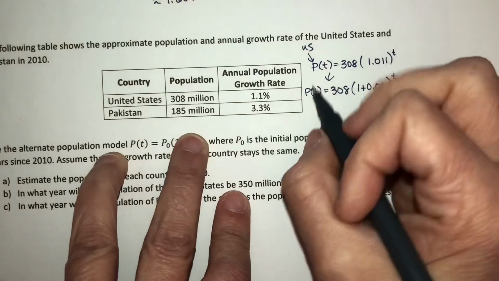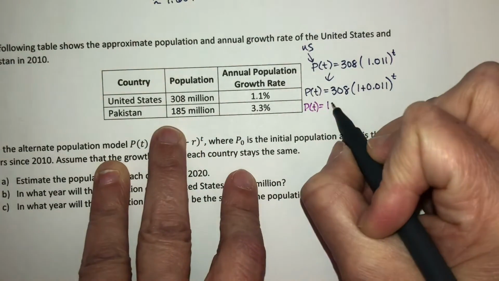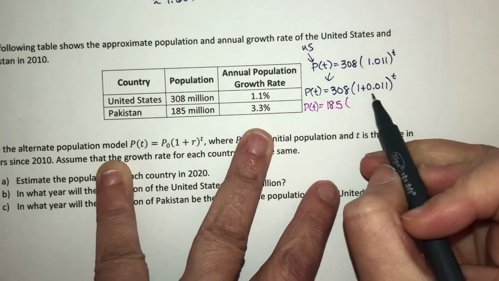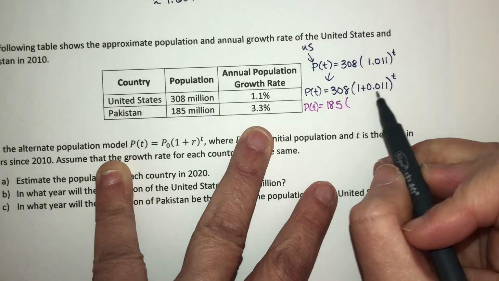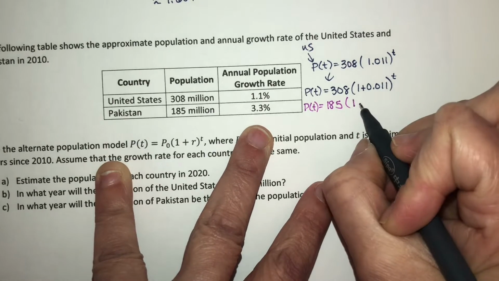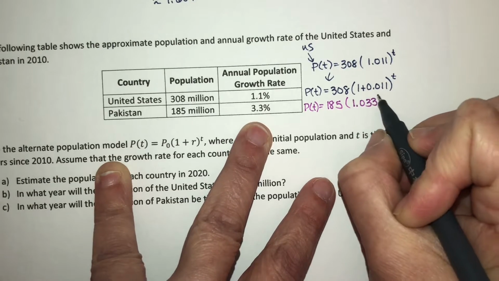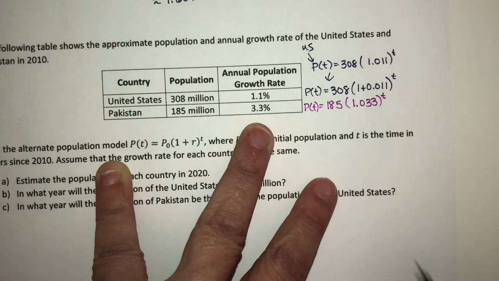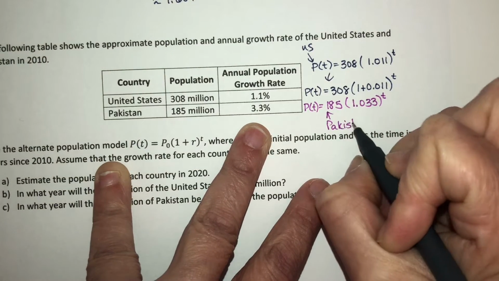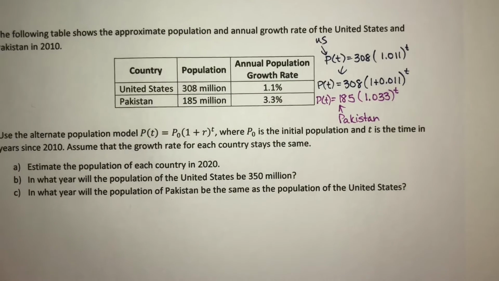For Pakistan, we have something very similar. P of t is equal to 185 times 1 plus, except it's going to be 0.033. So I could go ahead and go to this step and write 1.033 to the t. So that is the Pakistan equation.